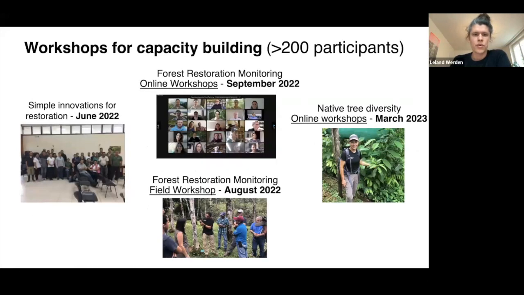So what we've done then is taken all of this knowledge and all the insights that we've gotten from everyone, and helped them by building capacity-building workshops. Essentially, we had a workshop on innovations for restoration, and I'm going to touch really briefly on that later. And then we've done workshops on restoration monitoring, both online and in the field. And then also native tree diversity workshops. Most of these have taken place in Spanish because of where we're working, but we do have them in English too.